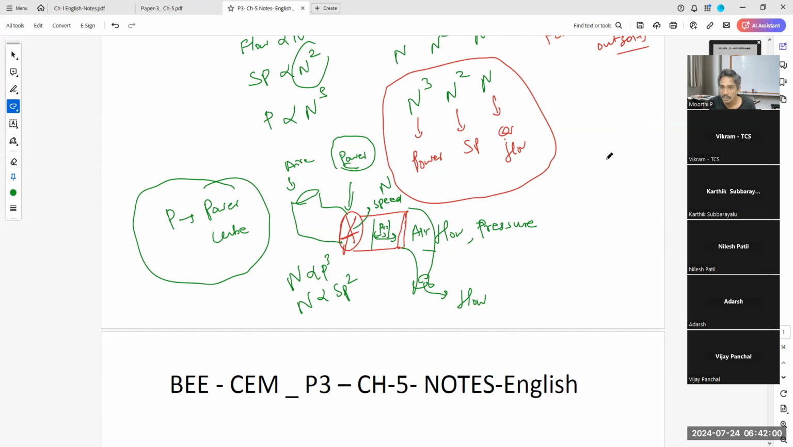This ceiling fan. When you put the switch on, then the fan rotates. Whenever you switch on, what will it take? The fan takes power. Then the fan rotating, na? How is the fan rotating? When the fan rotates, it creates a pressure difference. Then pressure. Then airflow.